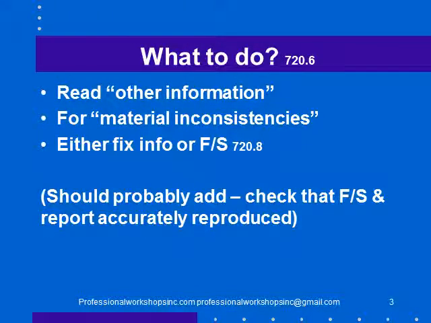Now, what are we supposed to do? We are supposed to read the other information, in other words, the rest of the words in the document that contains the financial statements, and we are looking for material inconsistencies. And then we either fix the information or the financial statements. Not sure which one might be wrong. It could be that the annual report is right and there's a mistake in the financial statements that needs to be fixed, or the other way around.